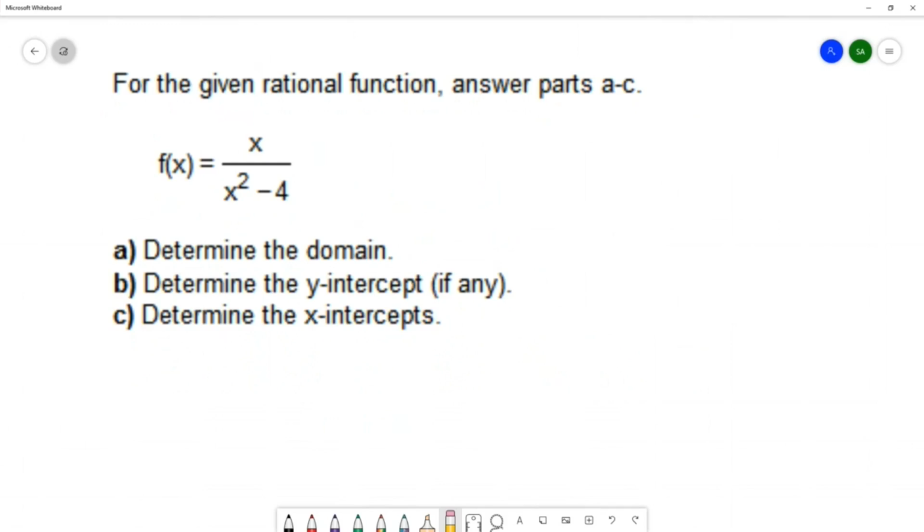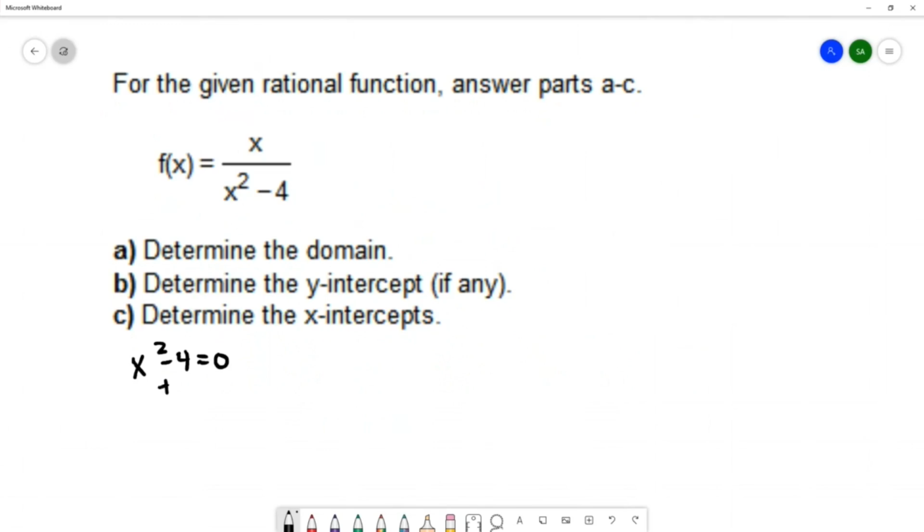This is a rational function, and with a rational function, we need to pay attention to the expression in the denominator. Now, the reason we focus on that is because a rational function is undefined when we have a 0 in the denominator. So we want to figure out when that denominator, x squared minus 4, equals 0, and that will give us our restricted values.